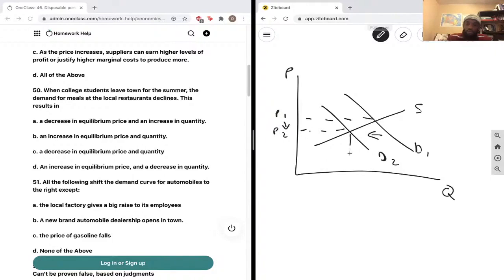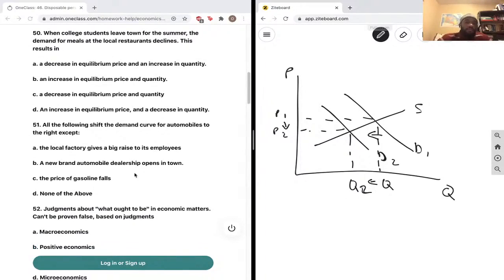And equilibrium quantity goes from here, Q1, to Q2, and that's also decreasing. So we can be sure that C is the correct answer, a decrease in equilibrium quantity and price.